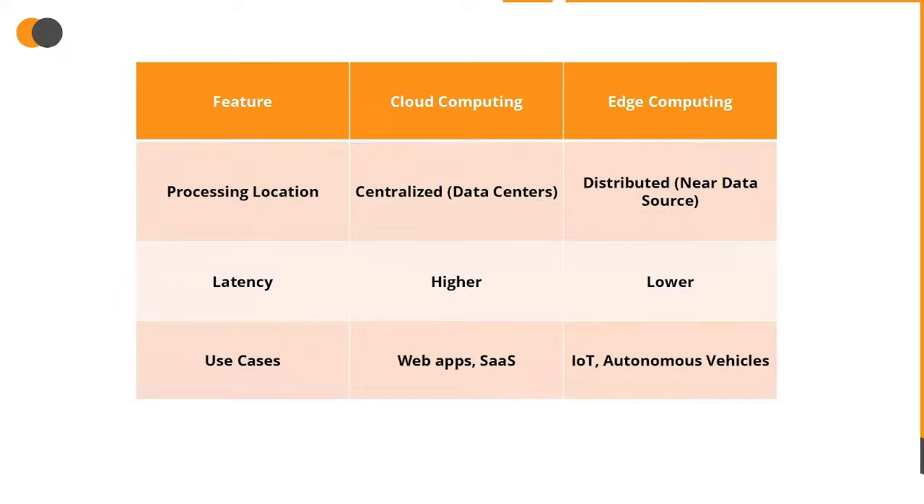So here you can see the comparative study of cloud computing and edge computing. The features which we are comparing are processing location, latency, and use case. When you talk about the processing location, in cloud computing it is centralized, central data centers. In edge computing, it is distributed near the data source. Then latency in cloud computing is high, and in edge computing it is low.